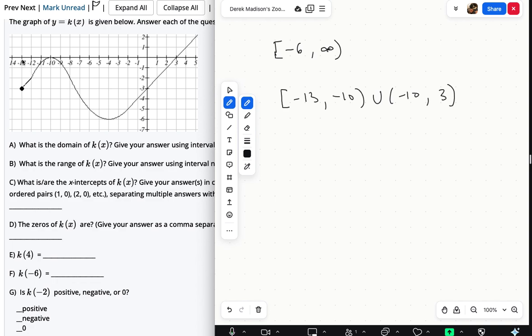I'm including this one because when x is negative 13, the output is negative 3, and negative 3 is less than 0. But I don't want to include these two because those are the equal 0 points, so I have to be careful to exclude those. And I think that's about it. Let me know if you still have a question.